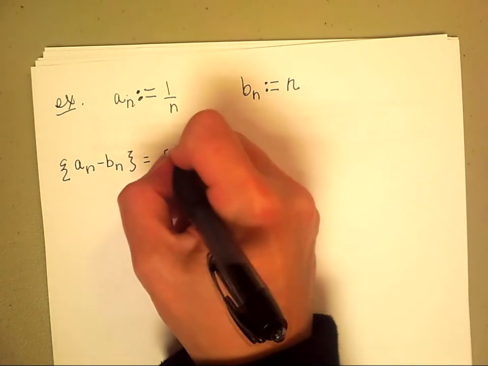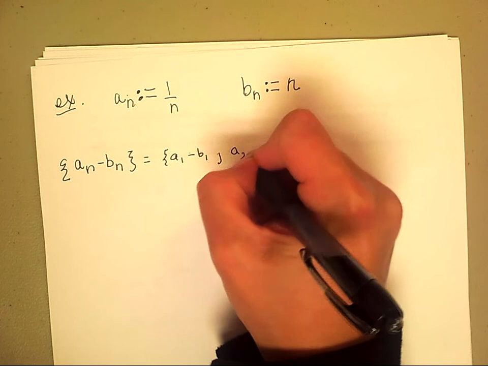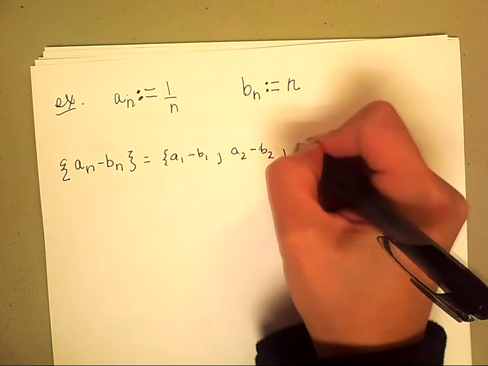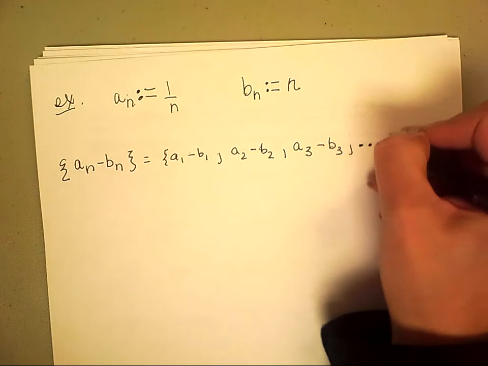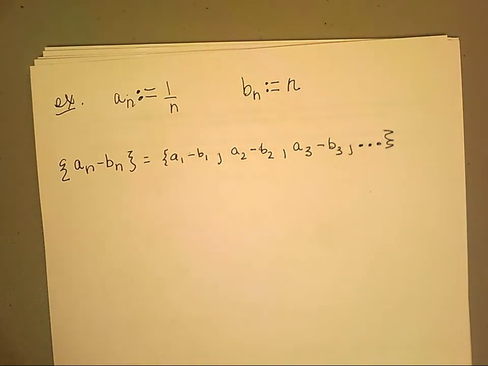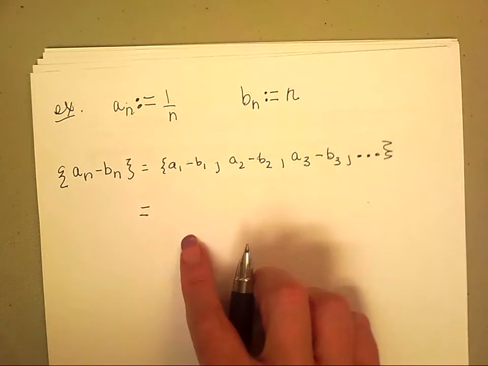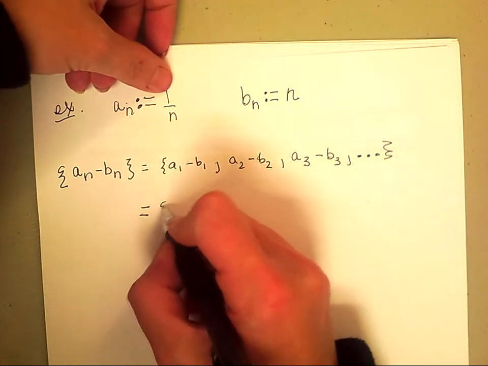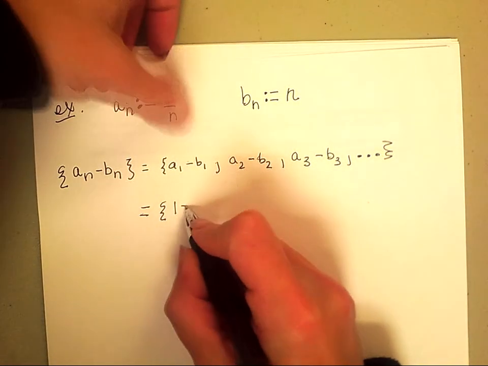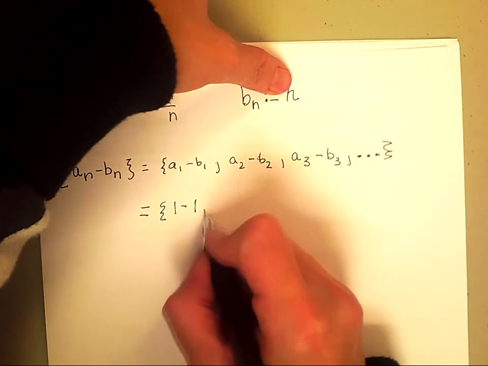Well, if it helps, remember we're going to just take a1 minus b1, and then a2 minus b2, and then a3 minus b3, etc. So, what is that? Okay, well, we can do this. a1 is 1 over 1, which is just 1, and then I have to subtract off b1, which is just 1.